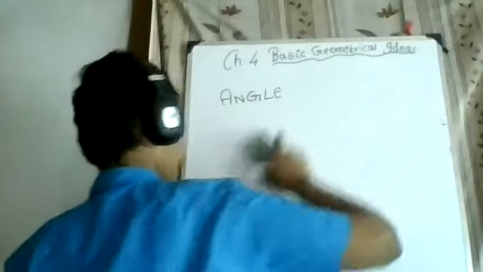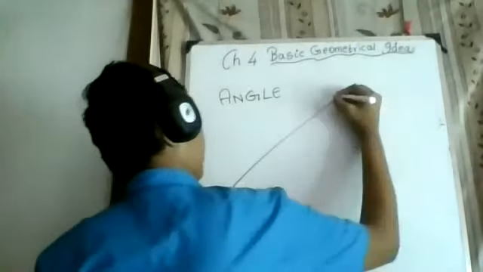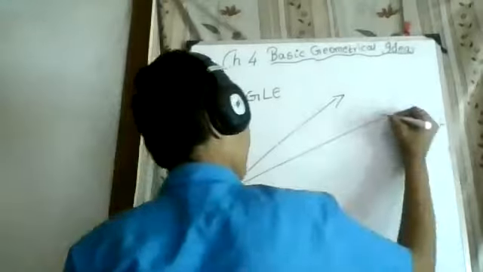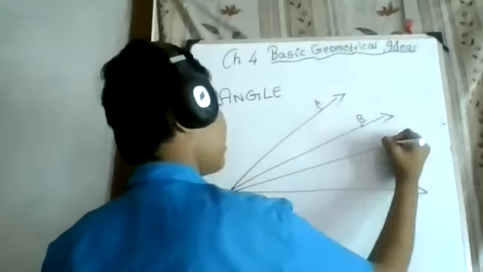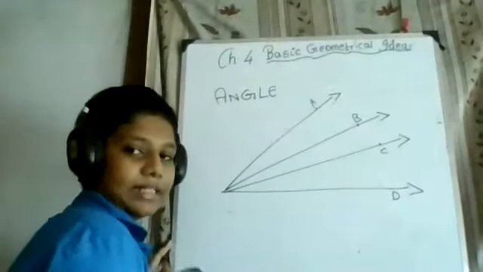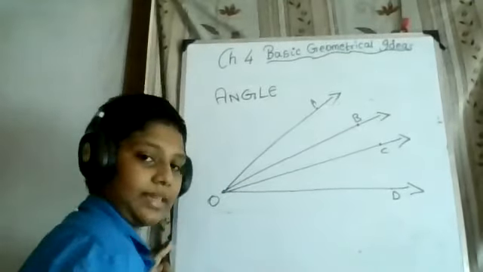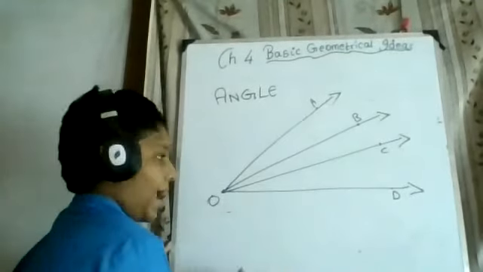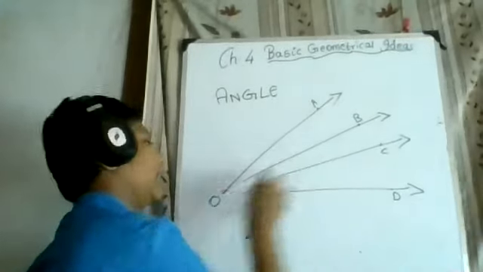Now, let us take one question. See, these are four rays starting from the same point, and they are asking to name the angles here. Okay, and this common point is known as O. See, you have to name an angle using the angle symbol, and COD.